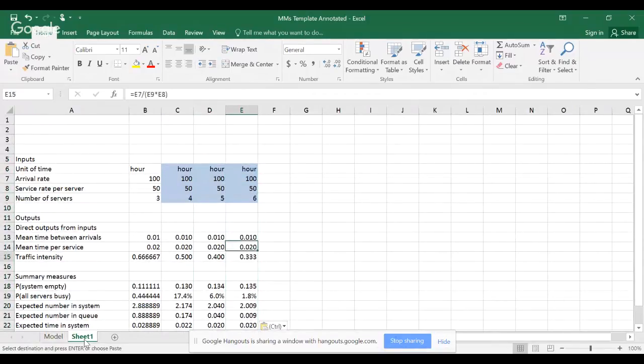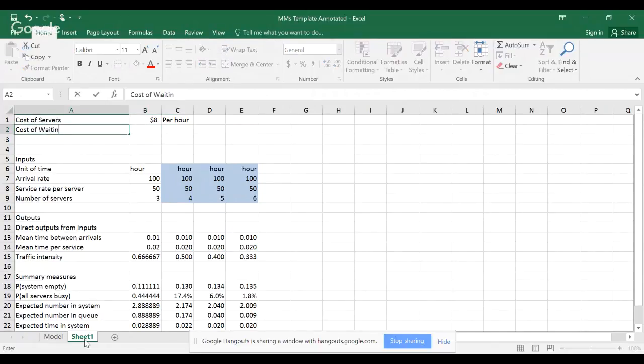Okay. All right. So what are our other inputs that I don't have plugged in yet? So we have the cost of servers, and that is $8, right? An hour. Okay. And we have the cost of waiting, and that's $20 an hour. Okay. All right.